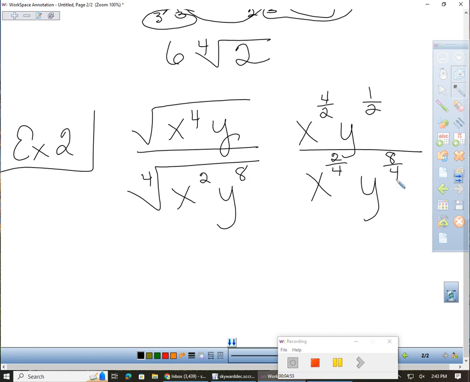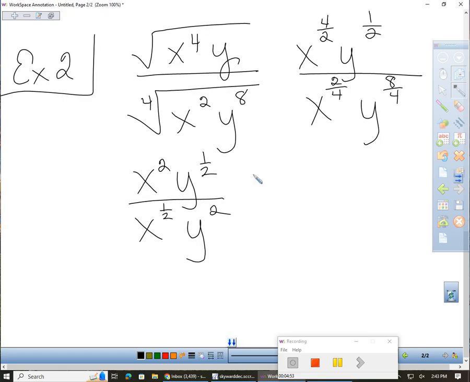Okay. So now let's simplify some of our exponents. This one I have 4 divided by 2. So I just get 2. Y to the 1/2 I can't simplify. On the bottom I have x to the 2 over 4, which is 1/2. And I have y to the 2. All right. So right now, let's talk about the top.